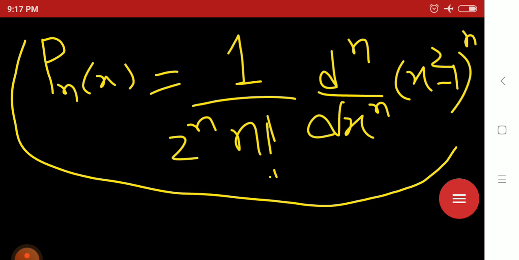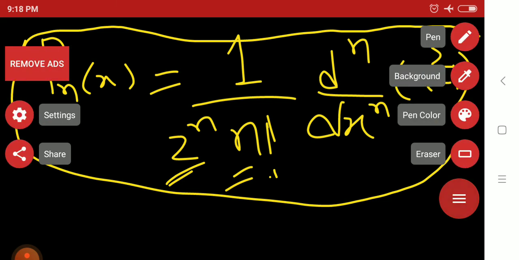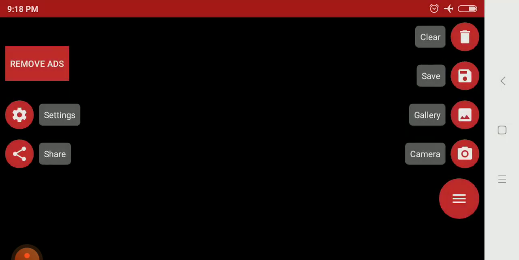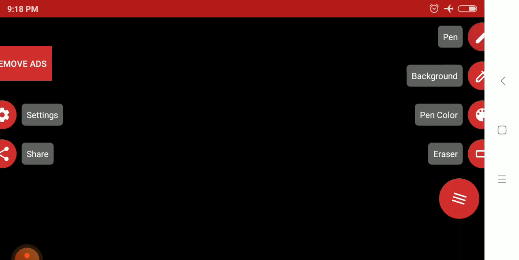What is this Rodrigues' formula? Again, I am telling you so that if you couldn't follow, you can note down that portion also. Rodrigues' formula is Pn(x) equals 1 by 2 to the power n into n factorial, dn by dxn of (x square minus 1) whole to the power n. From this formula, we can derive some important things.